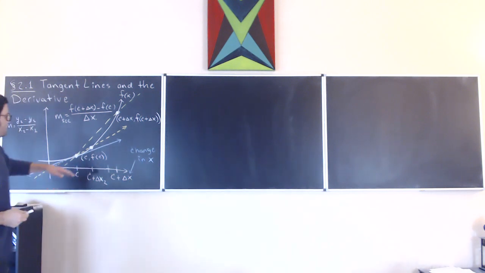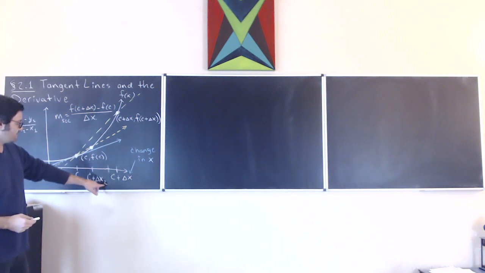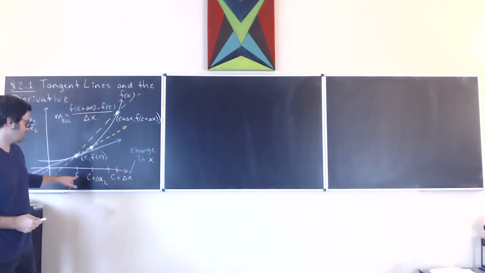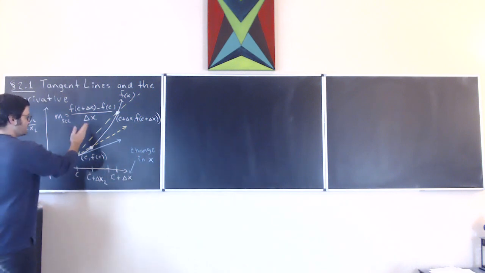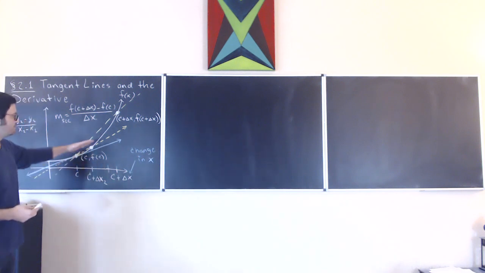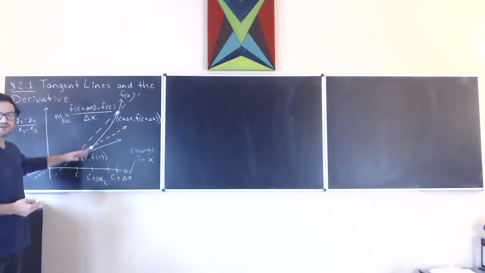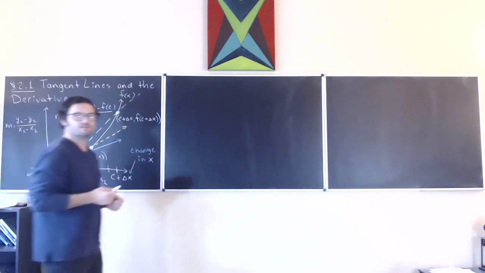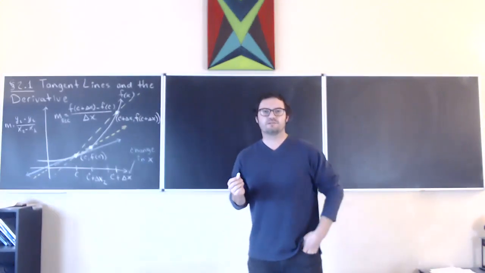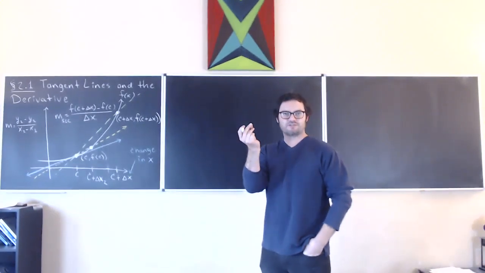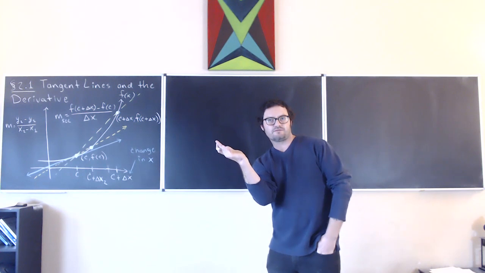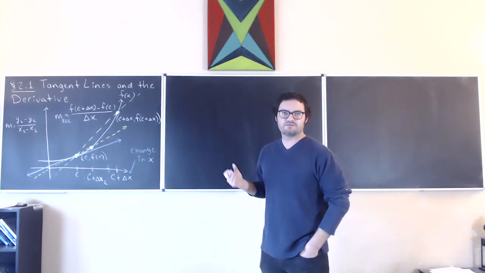So you can see that by having a smaller change in x around c, we get a secant line whose slope looks a little bit closer to the slope of the line tangent at that point, right? Do you see that? How a smaller change in x starts to look like the slope of the blue line? Good.